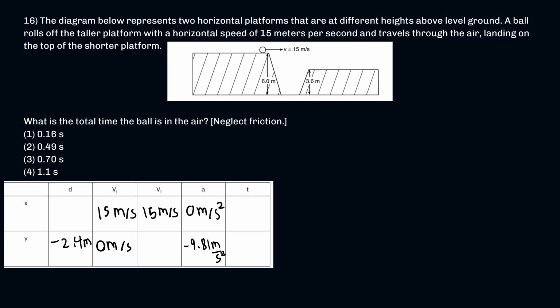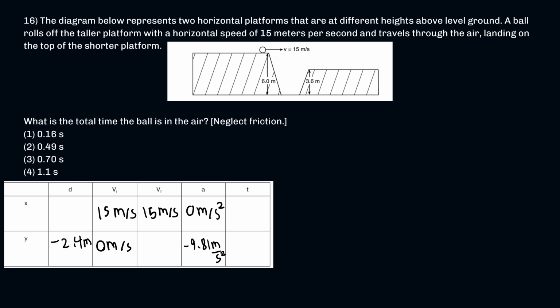Between my components, I'm trying to find time, and that's the same for both, so I can use either the x or the y if I have enough in either of them based on the kinematic equations. In the x direction, I have initial velocity, final velocity, and acceleration. The problem is that my initial and final velocity are the same, so I cannot use the final velocity equation, Vf equals Vi plus At, to find my time because it will lead me to nothing. I do not have enough for any of the other equations.